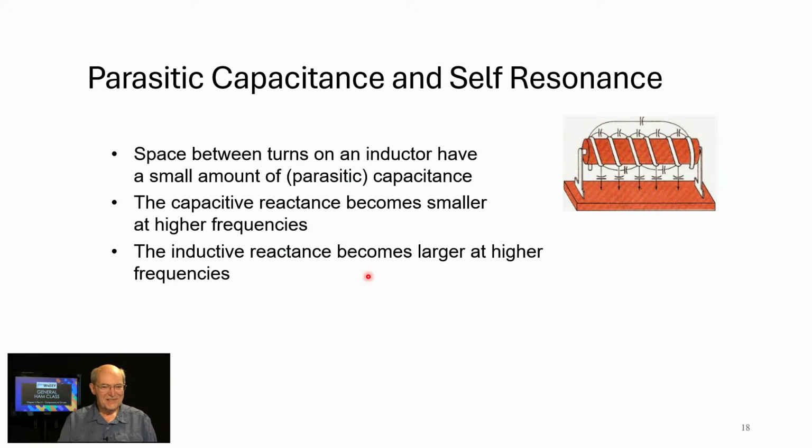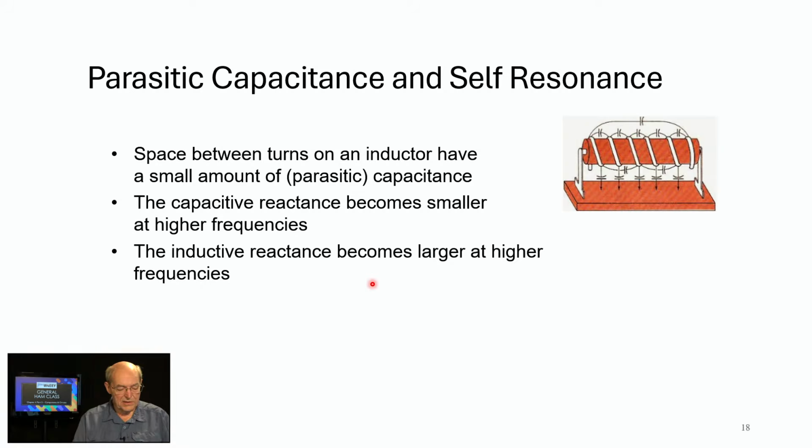Now here's some amazing information. Here's a coil, and you notice these little bitty capacitor things between each turn. So a coil, even though it will act as an inductor with inductance, also has some capacitive effects going on at the same time. The space between the turns on an inductor has a small amount of parasitic capacitance, becoming smaller at higher frequencies.